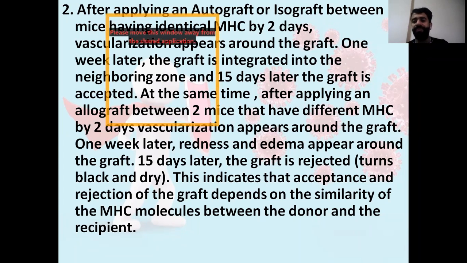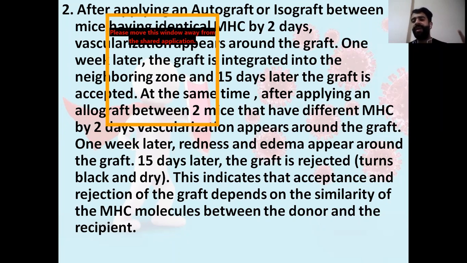However, at the same time, after applying an allograft between two mice that have different HLA or different MHC, 2 days later, vascularization appears around the graft. After 1 week, redness and edema, so redness and swelling will appear around the graft. 15 days later, what happened? The graft will be rejected. It turns out to be black and dry. What does this indicate? This indicates that the acceptance and the rejection of the graft depends on one factor.